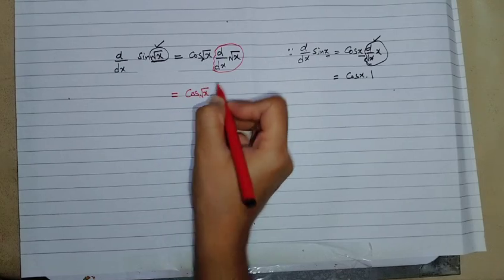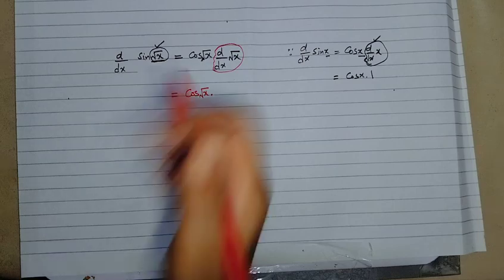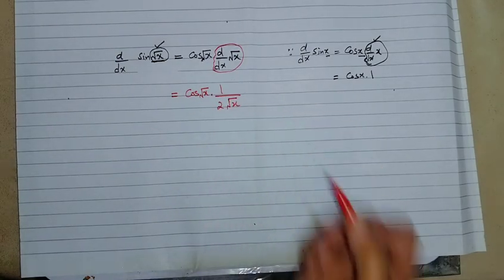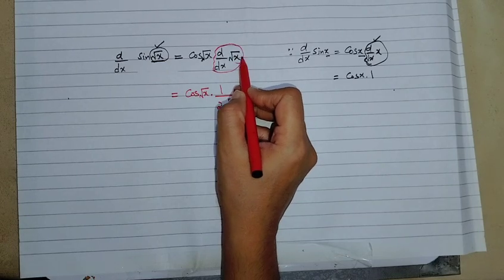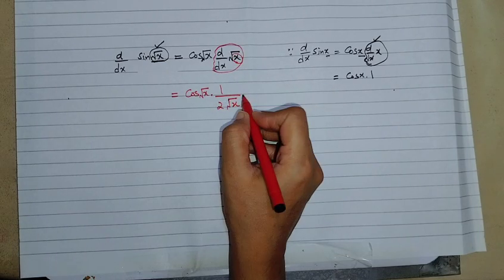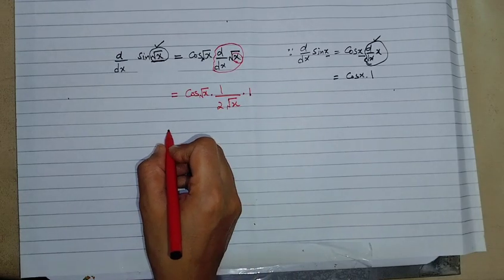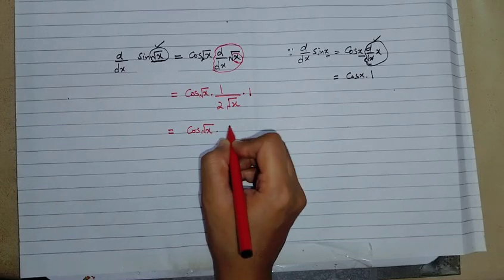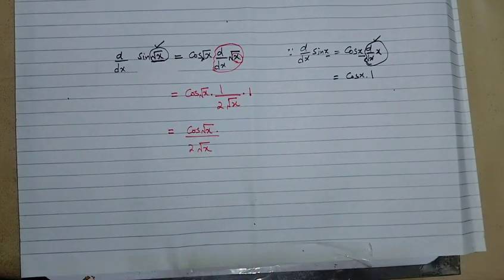This becomes cos square root x, and then the derivative of this, as usual, is 1 by 2 under root x. And also the derivative of the inner function, which is x with respect to x, is 1. So always be careful with angles, the derivative of angles. This becomes 2 under root x. This is the derivative.